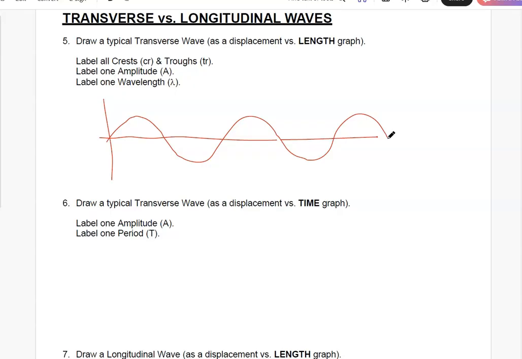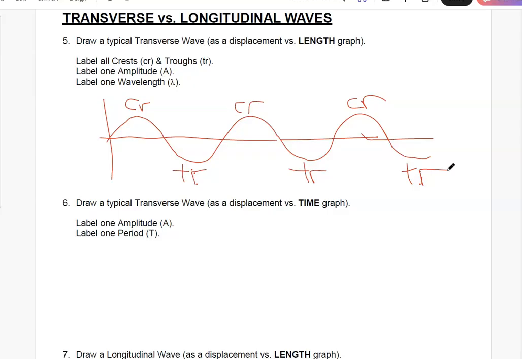So it says label all the crests and troughs. There's a crest, a crest, a crest. The crests are the peaks. The troughs are the valleys. Trough and trough. And if I had continued on, I would have hit another trough. So now we have an even number, but you don't need to have an even number as long as they're alternating.